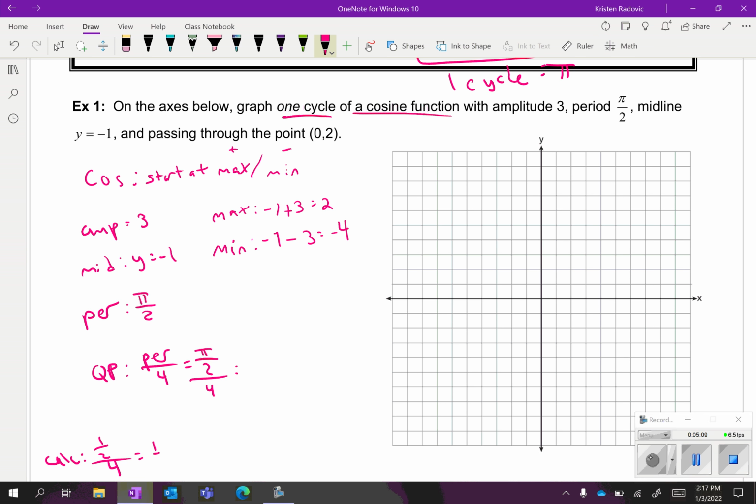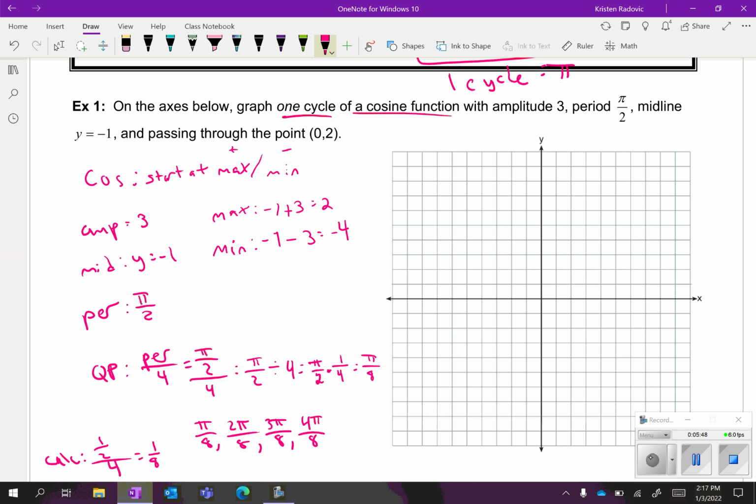It's actually going to give you 1 over 8, which means that when you put pi back in it, it's going to give you pi over 8. If you want to do it by hand, pi over 2 divided by 4, you keep the first fraction, change it to multiplication, flip the second fraction, and then you multiply, and you're still going to get pi over 8. So our first quarter point is pi over 8, then 2 pi over 8, 3 pi over 8, and 4 pi over 8.